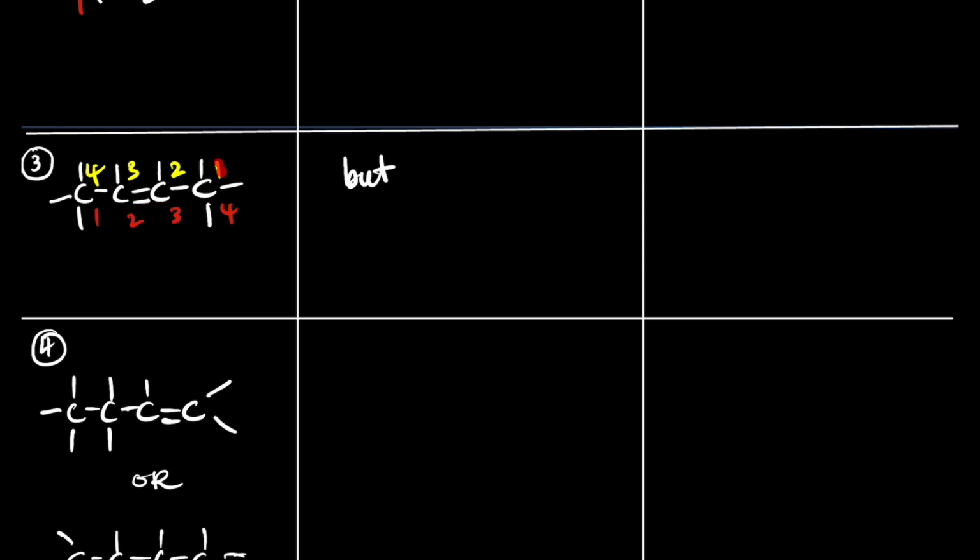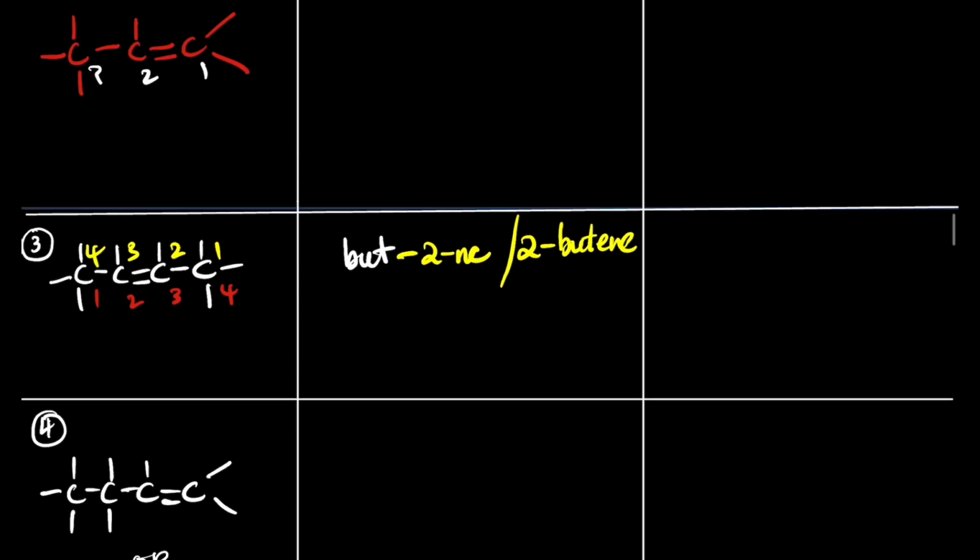Let's look from right to left. 1, 2, 3. So it's between 2 and 3. In any case, it's between 2 and 3. It doesn't matter. So you will say but-, and then if it's between 2 and 3, it's in 2. So you say but-2-ene, or you can say 2-butene. So this is how you name this one.